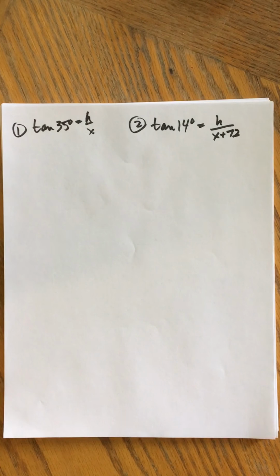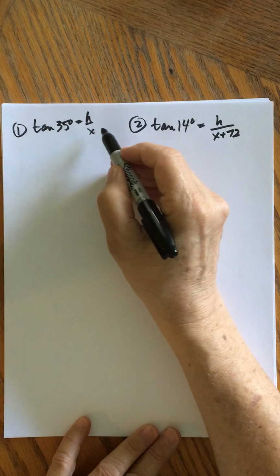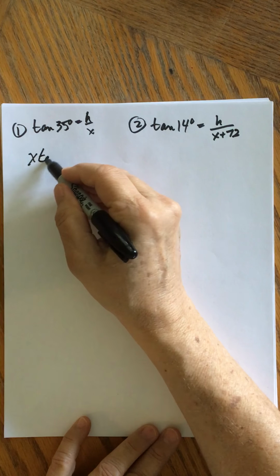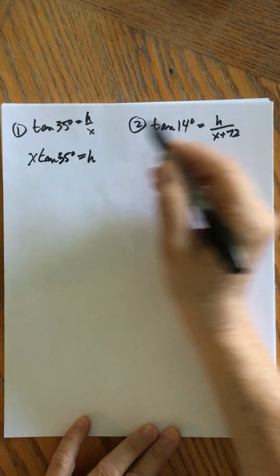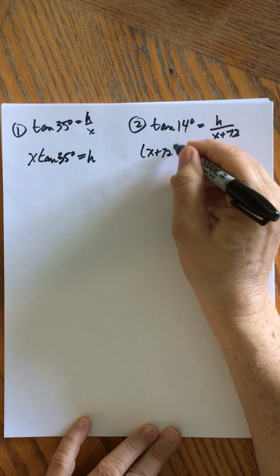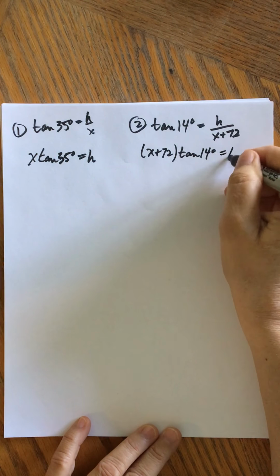All right, so what I'm going to do is solve for h for both of them. So I'm going to multiply both sides by x. So I'm going to have x tangent 35 degrees equals h. And here I'm going to have quantity x plus 72 times tangent 14 equals h.